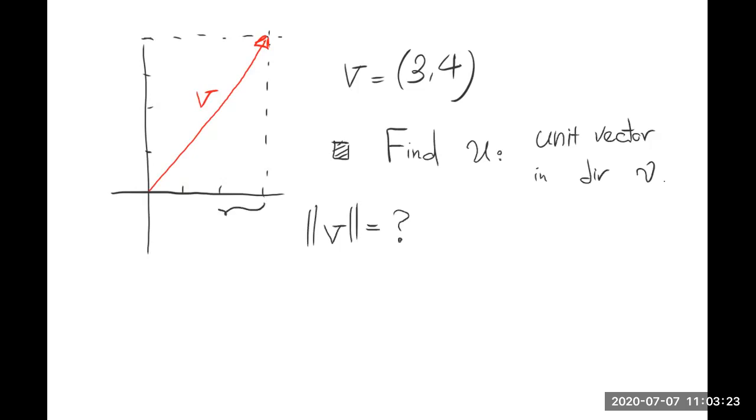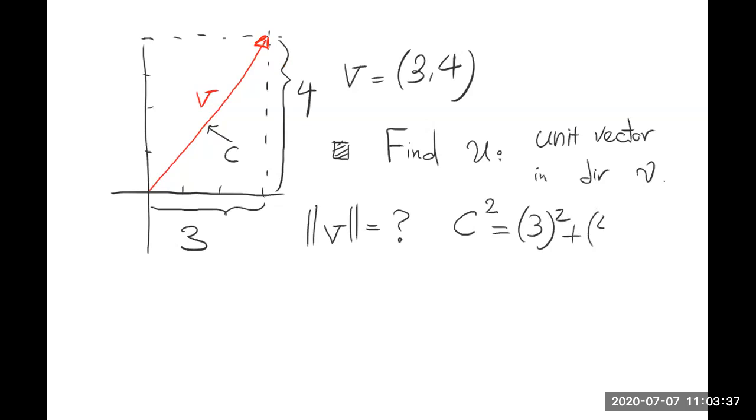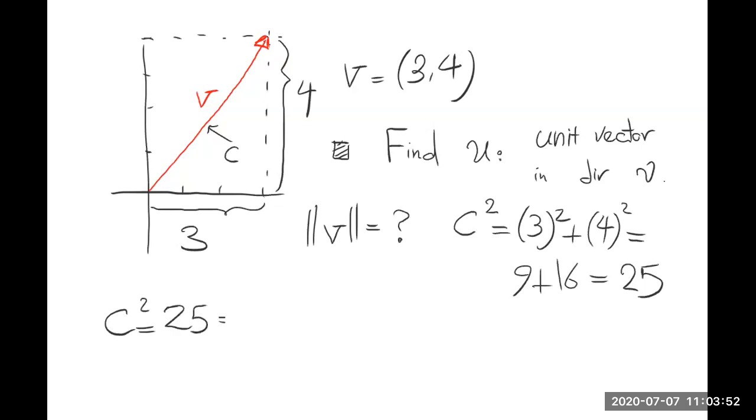So the length of this side is 3. The length of the other side is 4. I named the length of v to be c. Pythagorean theorem tells us c squared is 3 squared plus 4 squared, which is 9 plus 16, which is 25. Yeah, that's a special triangle. So c squared is 25. Therefore, c is 5. The length of v is 5.